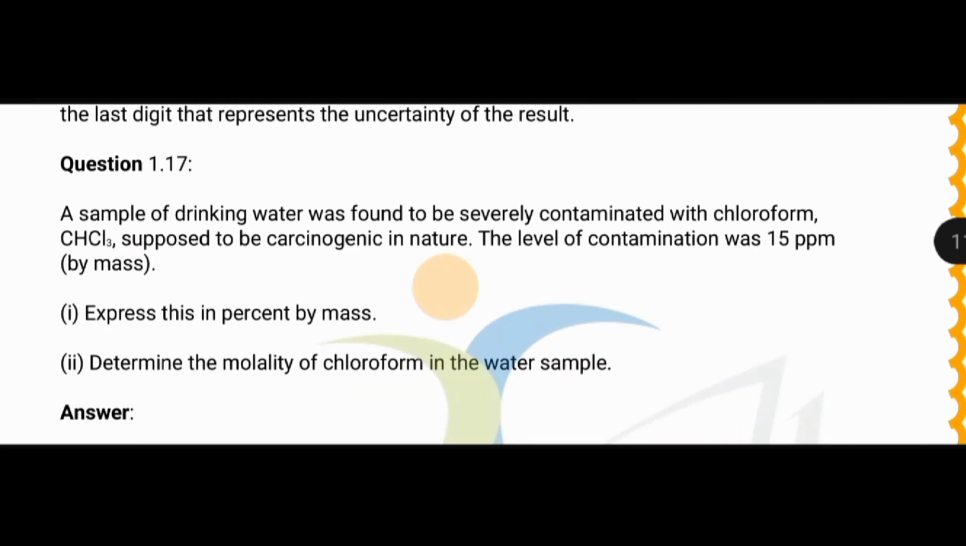Now next is question number 17. A sample of drinking water was found to be contaminated with chloroform, the formula of chloroform is CHCl3, supposed to be carcinogenic in nature. Clear? And the level of contamination was 15 ppm by mass.